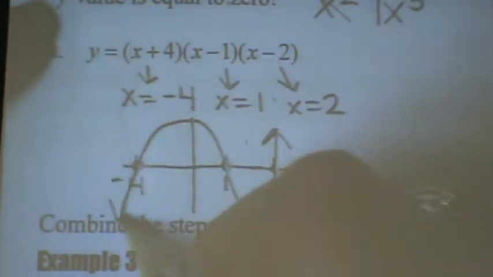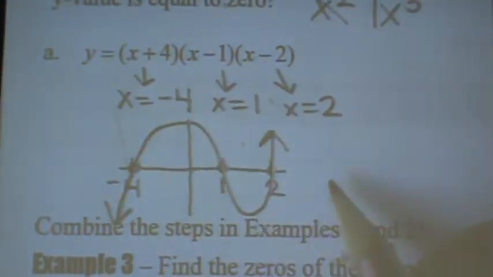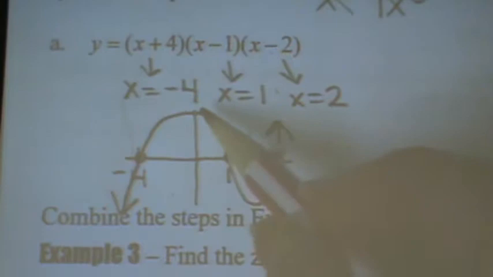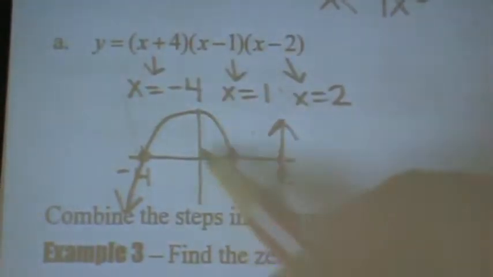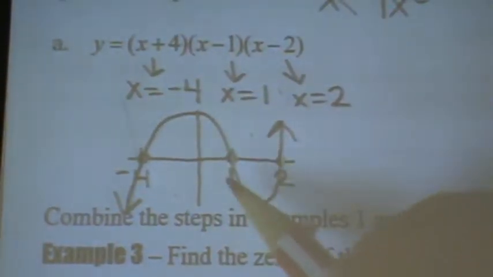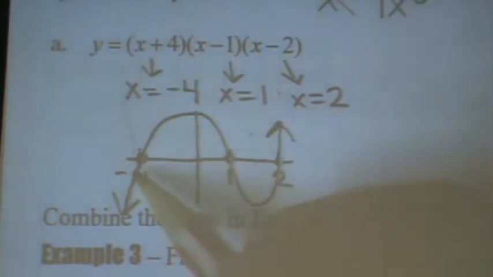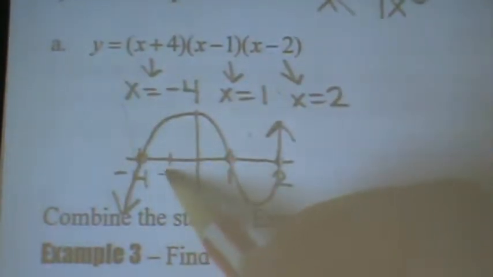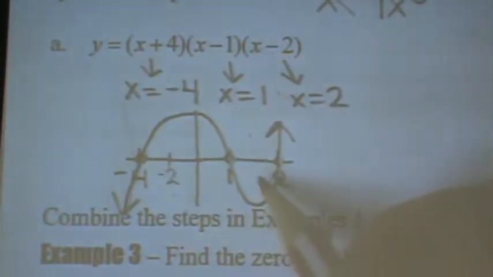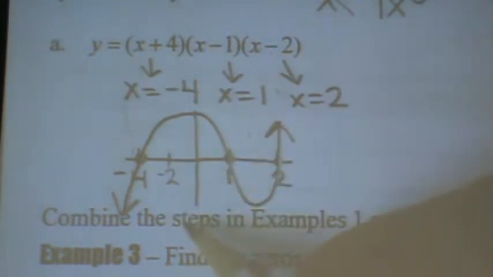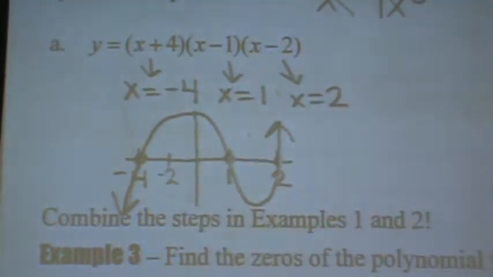Now how do I find everything else? Well, to find where it hits the y-axis, I plug 0 in for x. And how do I find any other points? I would probably put in a -2, and I'd probably put in a 1.5 if I wanted to see how low it's gonna go and how high. And that's what we're gonna do in a minute.